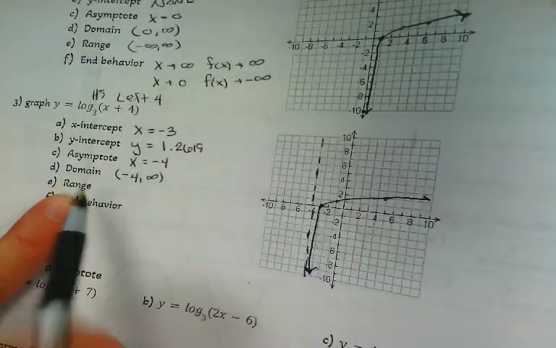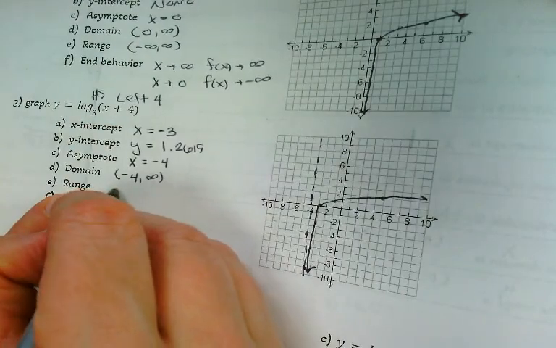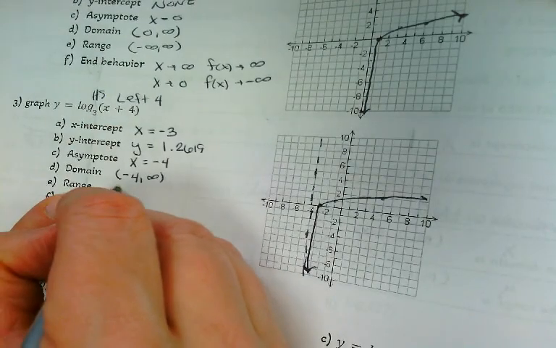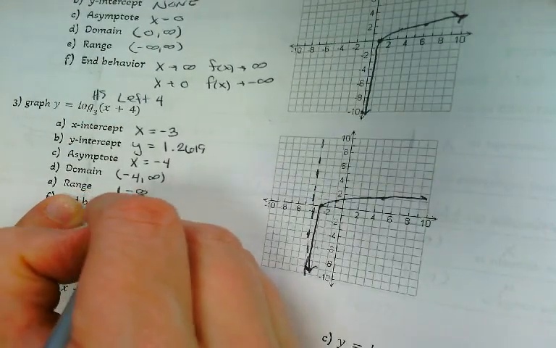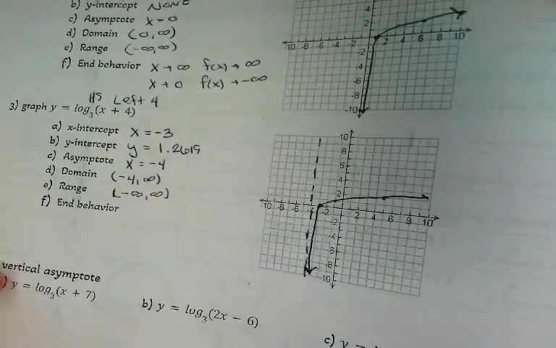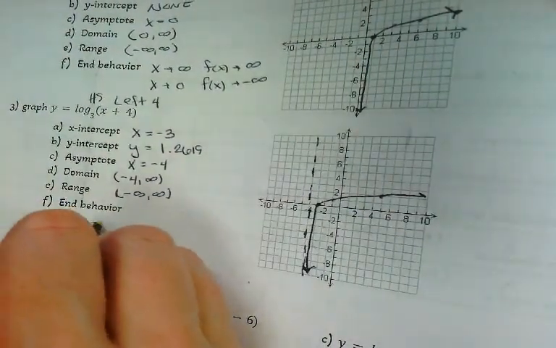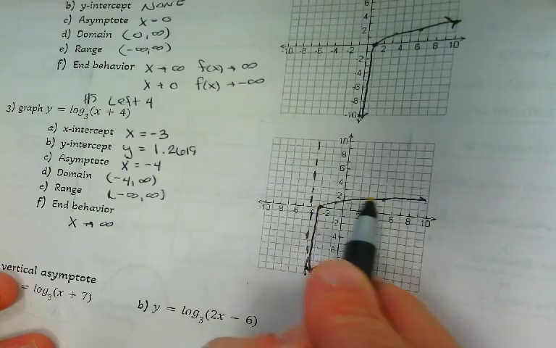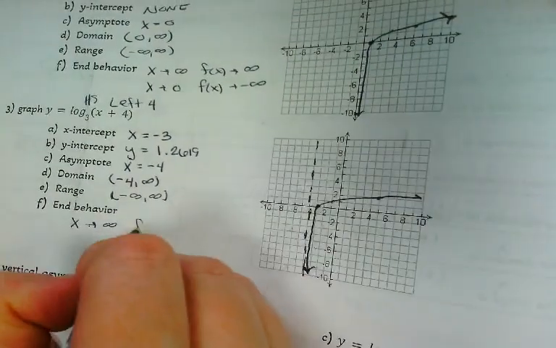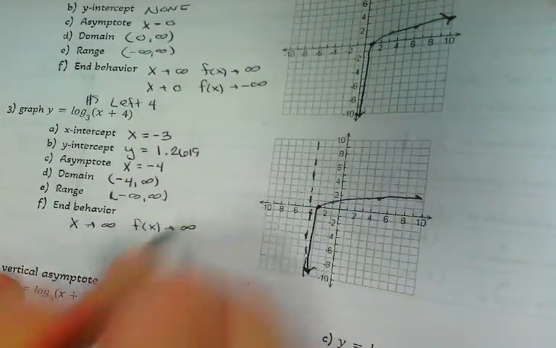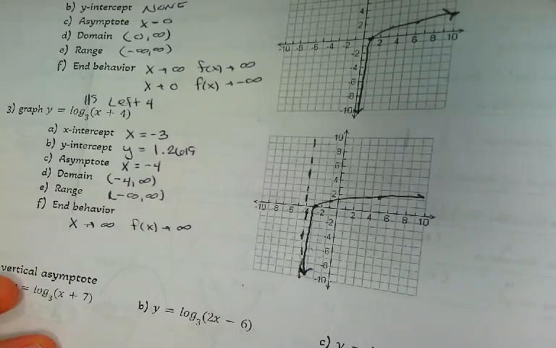Our range goes from where to where? Yes, negative to positive infinity. All right, so now our end behavior. As x approaches infinity, where is f of x? What's the y value headed towards? Infinity.